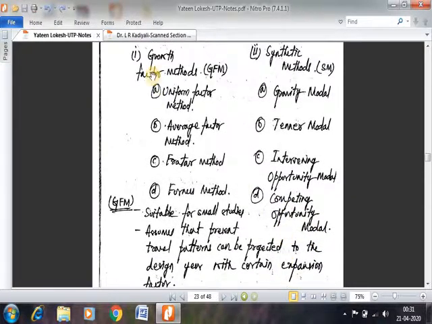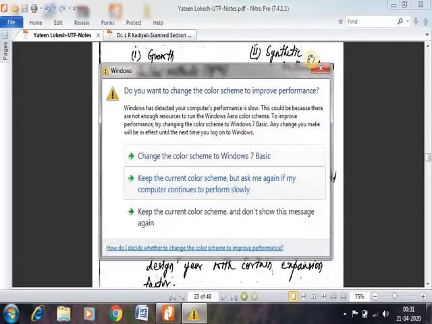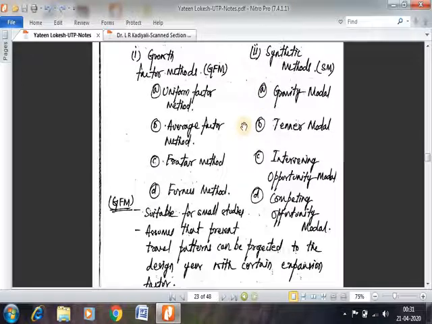Now we shall be discussing each one of these, that is growth factor method as well as synthetic method, in detail. Before we start discussing each of these methods in detail, you need to understand that growth factor methods are suitable for small studies, for small regions, because the calculations in these methods need a lot of manual calculations, which will consume a lot of time.